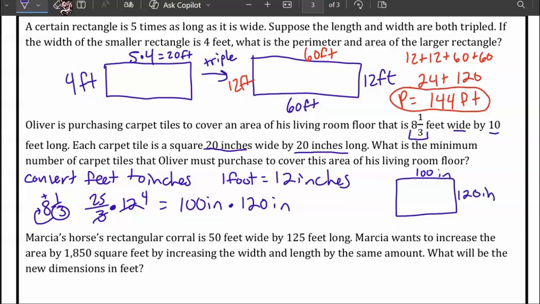We find the area of this, 100 times 120 is 12,000. If each carpet square is 20 inches by 20 inches, that's 400 square inches for each tile. So to get the minimum number of carpet tiles, we'll divide those two numbers. 12,000 divided by 400 is going to be 30. 30 tiles.